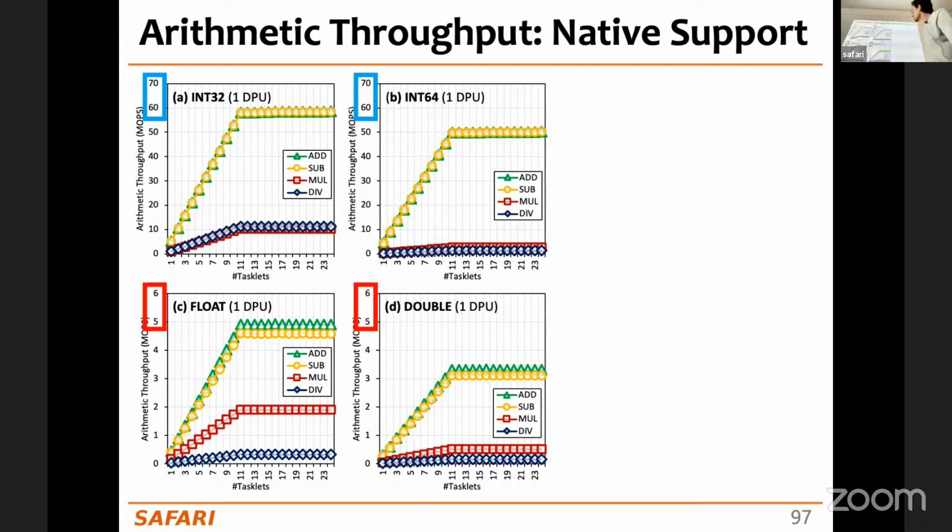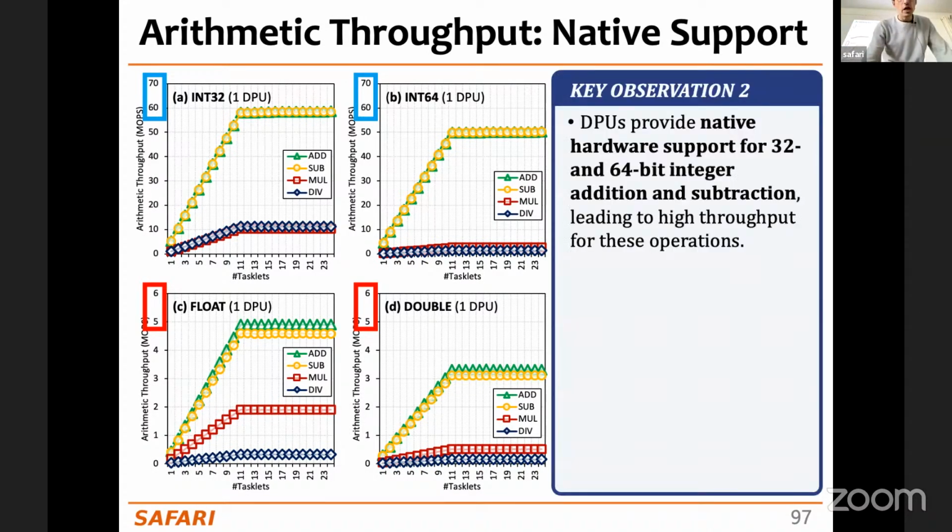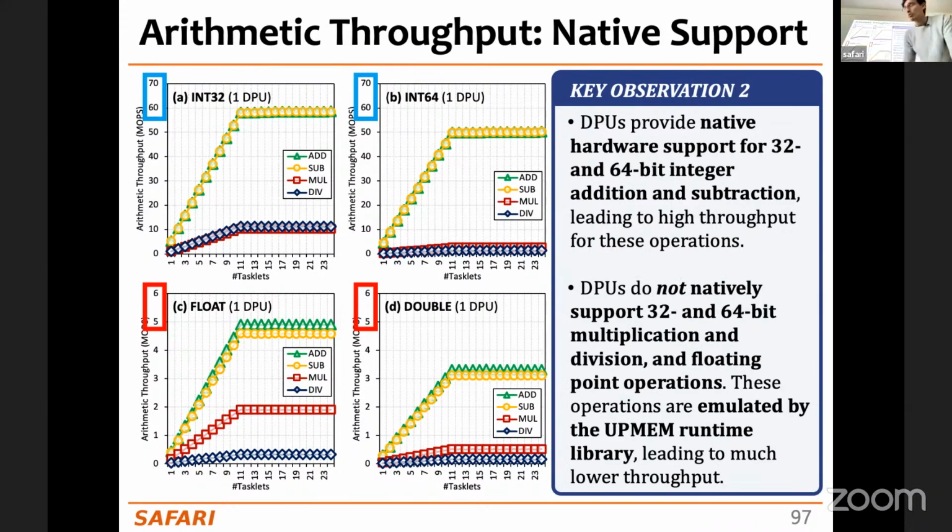Another thing that we observe in our study is that there is a large throughput difference between integer data types and floating point data types. As you see, it's basically one order of magnitude. And the reason for that is that the DPUs are very simple. So their ALUs don't support floating point computation natively. They only support integer arithmetic natively. And floating point computation is emulated. So anything related to floating point operands is emulated.